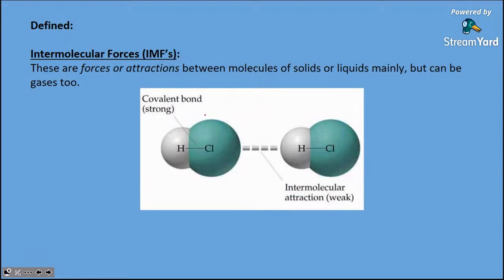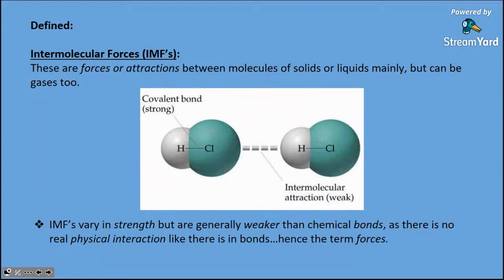When it comes to IMFs, please understand that they vary in strength, but they're generally weaker than an actual chemical bond, weaker than your ionic, covalent, and metallic bonds, because with IMFs there's no actual physical interaction between the molecules. It's just an attractive force. That's why we refer to these as IMFs, intermolecular forces, rather than as a type of bonding. Bonding is within a molecule. A force is between molecules. So please make sure you're clear on that distinction between bonds and forces.